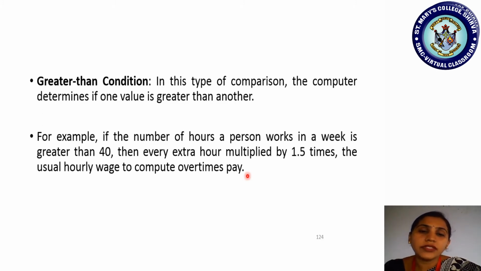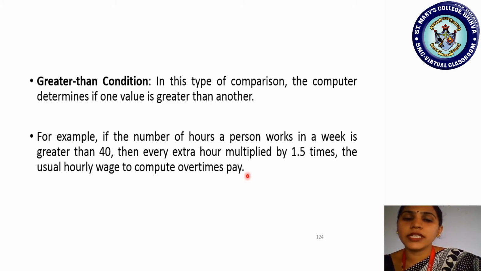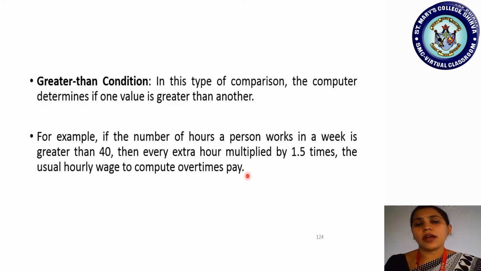One value is compared with the other value, and the example is the actual number of hours a person works in a week. If that actual number of hours exceeds 40, then how does the amount have to be computed? The extra hours have to be added to the amount. Every extra hour will be multiplied by 1.5 times the usual hourly wage and computed with respect to that pay. Okay.